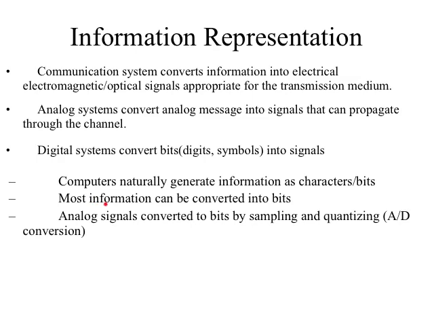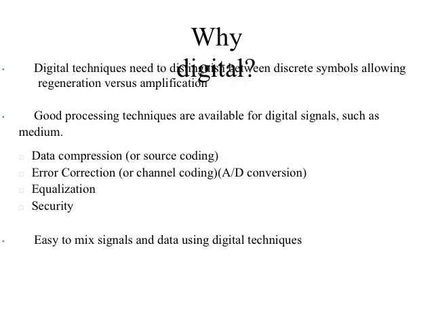And computers usually generate the information in terms of characters or bits, and most of the information can be converted to bits. And these analog signals which are transmitted through the medium will be converted to bits either by sampling or the quantization process. Now the question of discussion is, we are moving from analog communication to digital communication. The question is, why digital? Why do we need to go for digital communication?